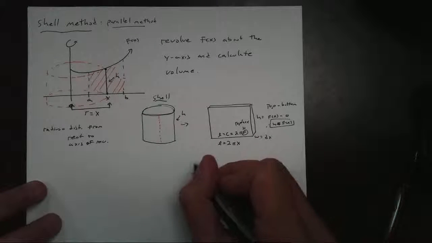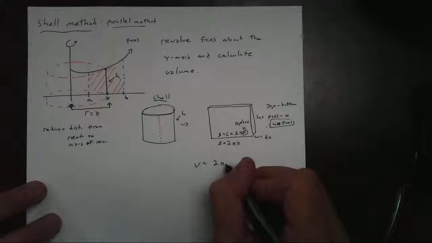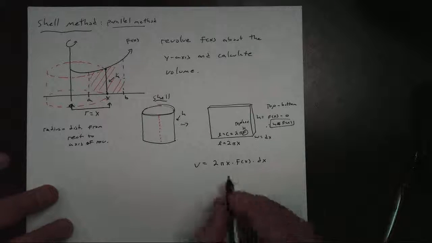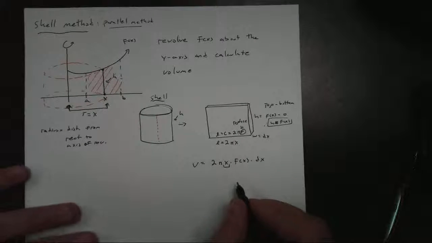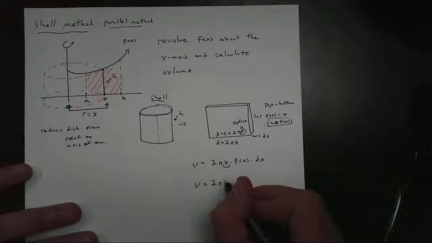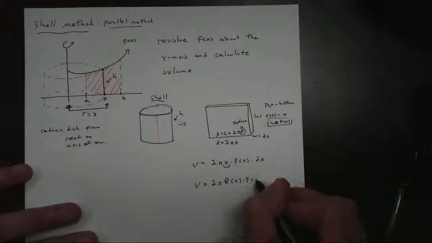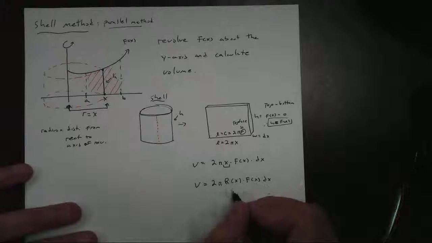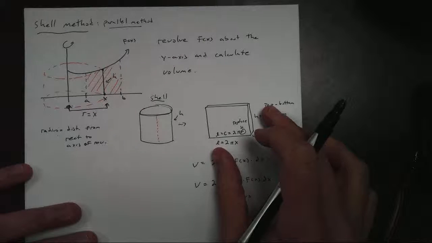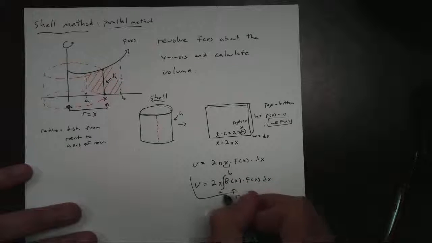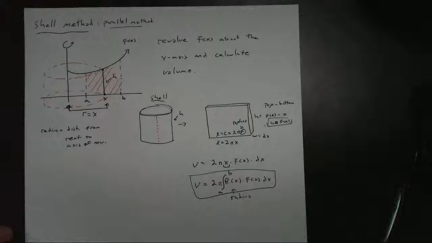So the volume formula then is just 2 pi x times f of x times dx. Let's clean it up a little bit. We're not going to keep it as x; we're going to keep it as a radius in terms of x. So we're going to write it as 2 pi r of x times f of x dx. That's the radius, where r is the radius. Now, that's for one rectangle, or one shell. We have a lot of shells, so we're going to integrate that from a to b. And that is how we find the volume using the shell method.